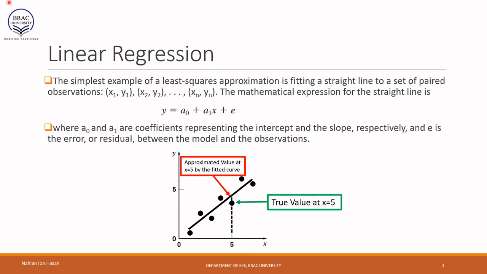Let's first look at the regression type of curve fitting. The simplest example of regression is linear regression, and it is also known as the least square approximation. The reason behind this name will be very clear at the end of this lesson, why it is named as the least square approximation. So let's work through the algorithm.